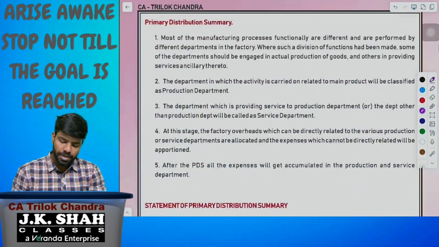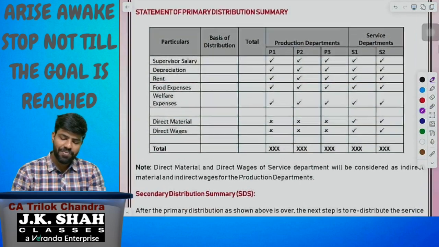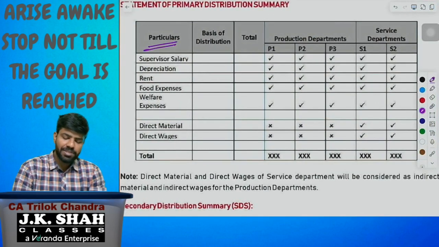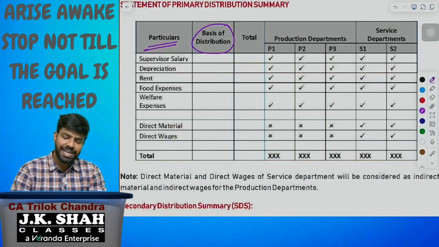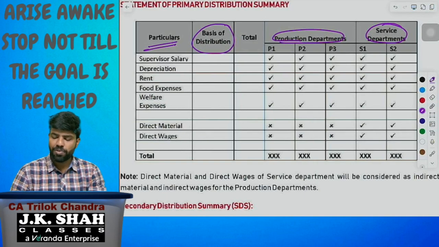See here, in primary distribution summary, this is the format. First we'll write particulars, basis of distribution. As I told you, rent, area is the base. Depreciation, value of the asset. Insurance, value of the asset. Per machine hours and horsepower or horsepower hours. Okay, that is the basis. So next we'll take the total amount of overheads. Then we'll make a list of production departments, service departments, and then we are going to account.